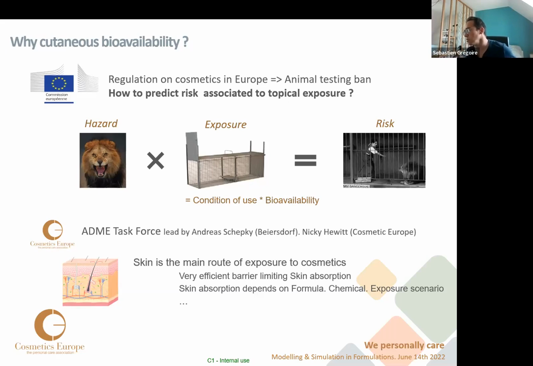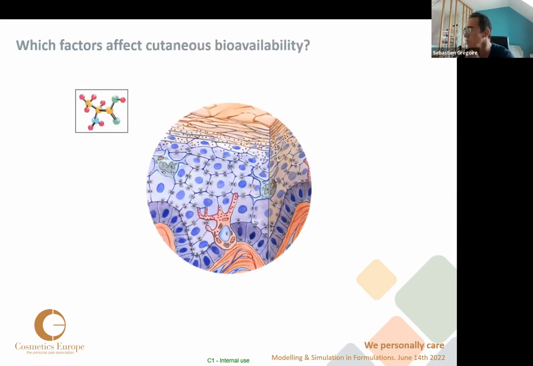The skin is the main route of exposure to cosmetics, and it's a very efficient barrier. One of the main functions of the skin is to prevent the absorption of chemicals. And of course, the idea is to perform the evaluation as close as possible to the real condition of use. So I use the term skin bioavailability, but what do we have in mind when we are talking about skin or cutaneous bioavailability?